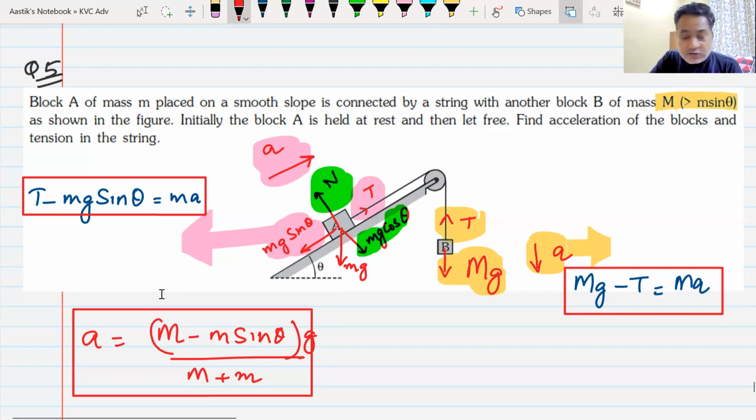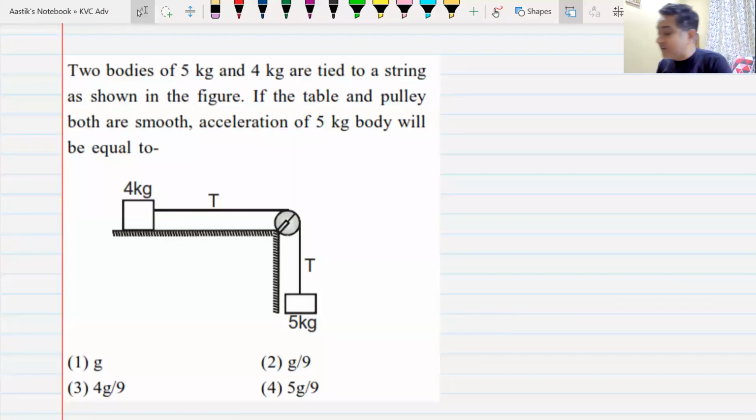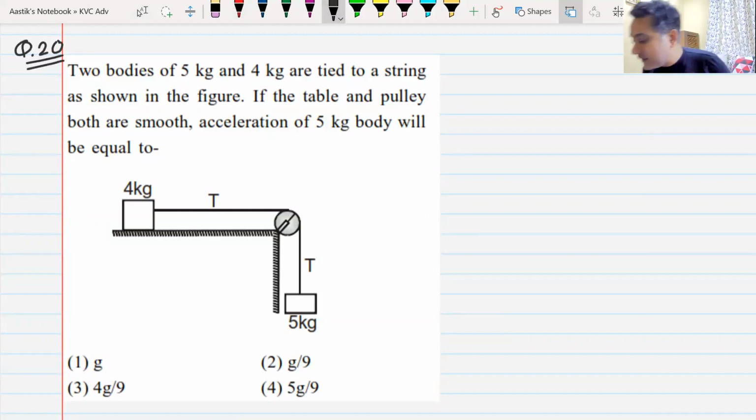The first one comes on your screen. This is problem number 20 from the sheet that I have sent you. I hope you got the sheet. Please confirm it with the office people. The sheet is there from Astik sir. NLM, Newton's laws of motion. This is the question from the sheet.